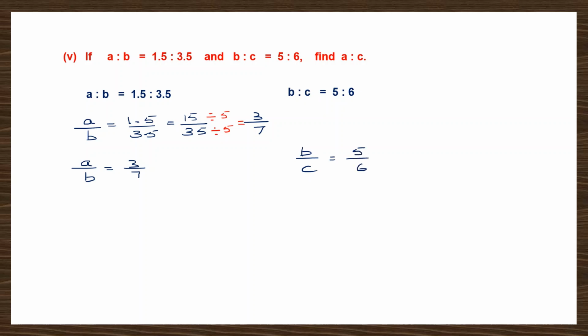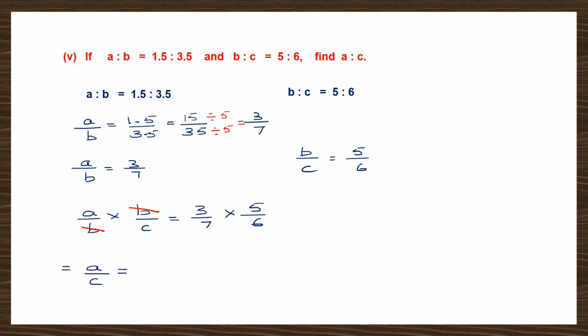So now we need to find only A is to C. So let's write A by B into B by C. This is equal to, how much is A by B? 3 by 7 and B by C is 5 by 6. So now let's cancel. So B will be cancelled. So what do we have here? We have A by C.